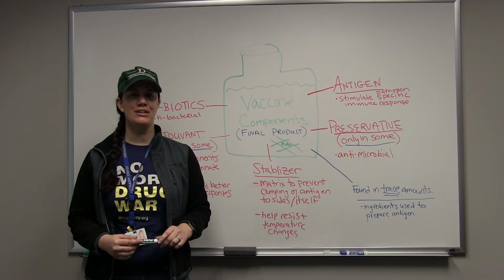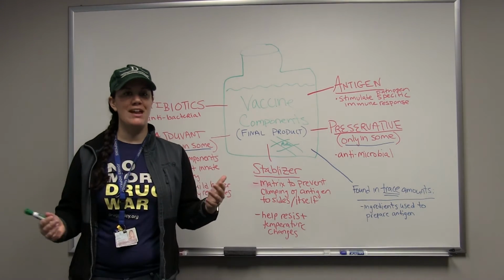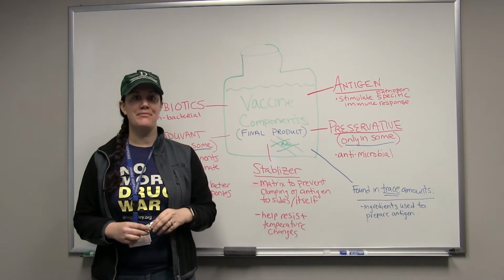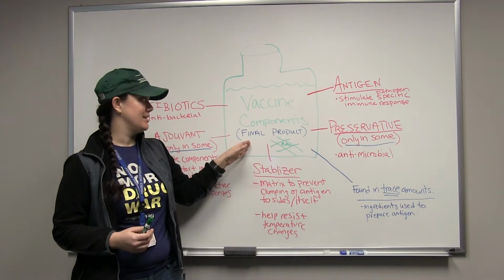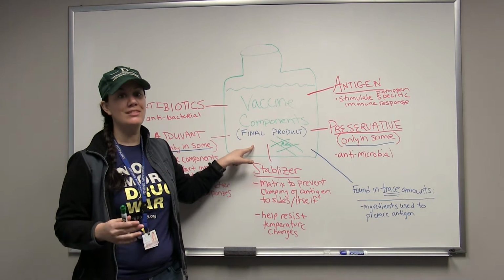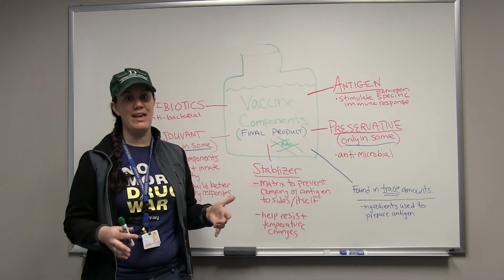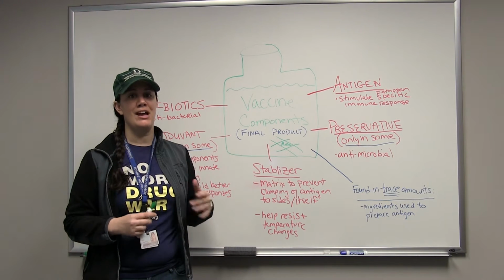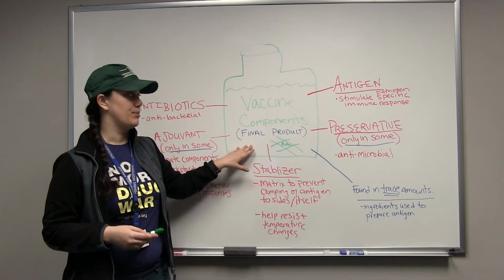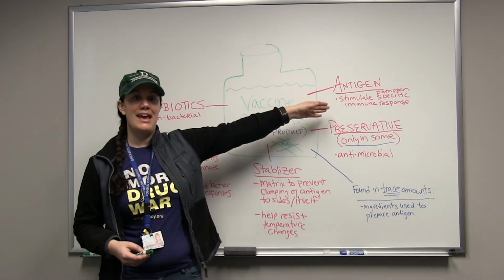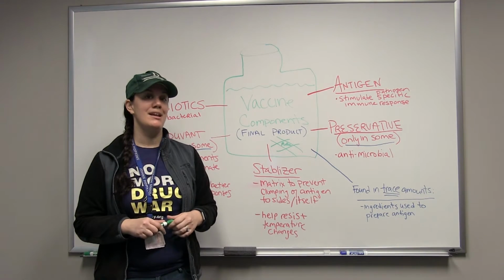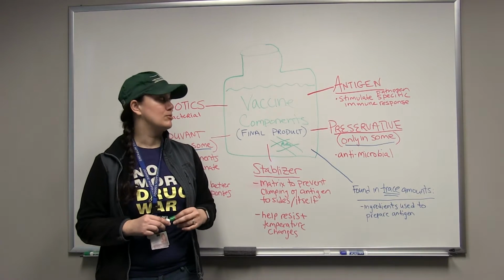Hi team, now we're going to talk about general categories of vaccine ingredients. So up on the board I've drawn a vial of vaccine, it's a liquid, and notice that this is our final product. So these are not the ingredients that went into making the antigen, but these are the ones that are actually found in amounts in the final product. So first category is of course our antigen, and that's there to elicit a pathogen-specific immune response.